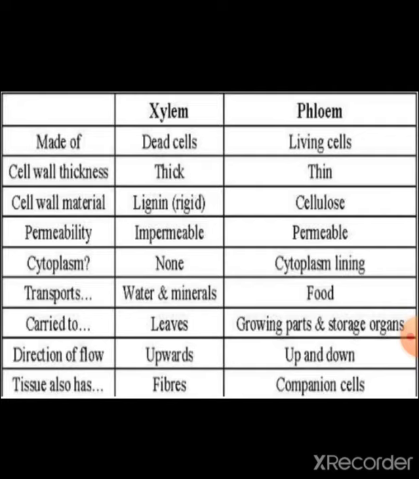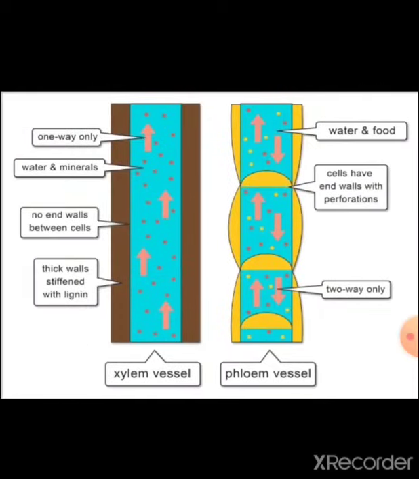Transport function: xylem transports water and minerals. In phloem they transport food. Xylem carries to the leaves, phloem carries to growing parts and storage organs. Direction of fluids: upwards in xylem, phloem may be up and down. Tissue: also fibers in xylem, in phloem companion cells. This diagram shows us the conduction of different products, water, food and minerals by xylem vessels and phloem vessels.